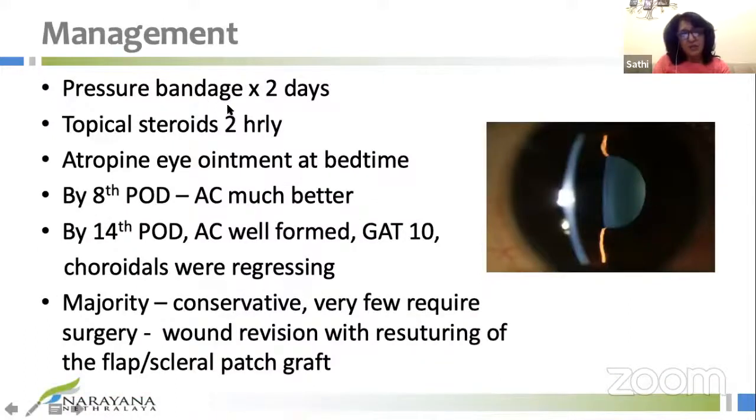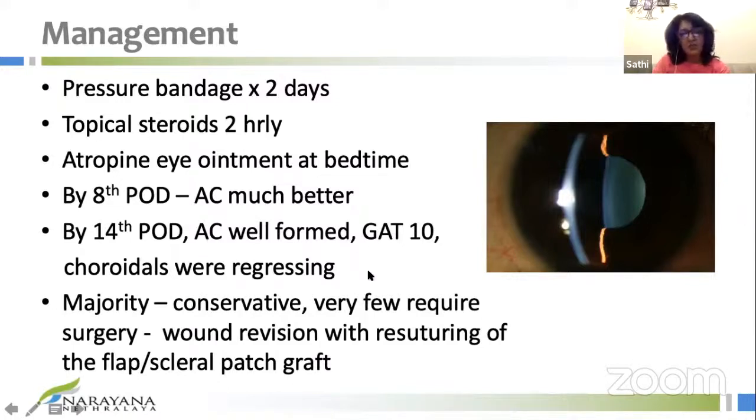Management, you can give a pressure bandage. Usually I give it during the waking hours to avoid Bell's phenomenon. You don't want the pressure bandage on the cornea. Increase topical steroids, put atropine. And with this, the patient by the 8th postoperative day, AC was much better, and by the 14th day, it was well formed. Pressures were 10 and choroidals were regressing.